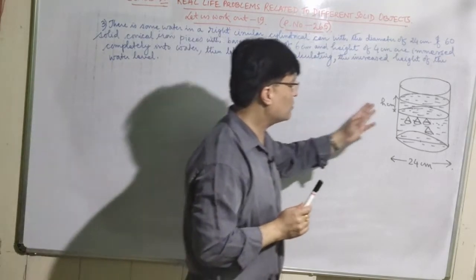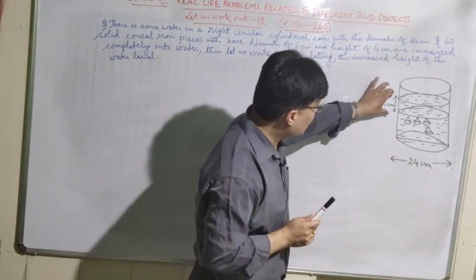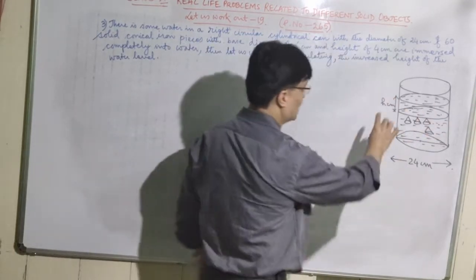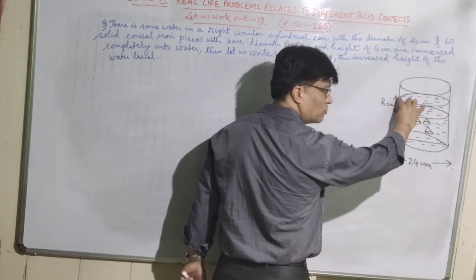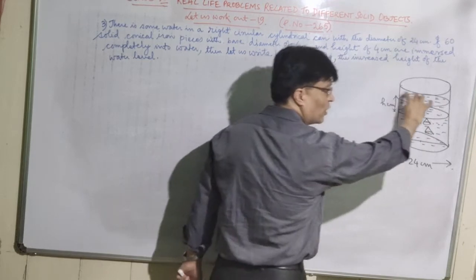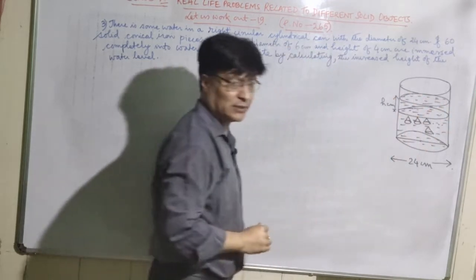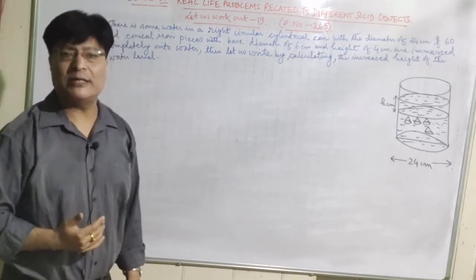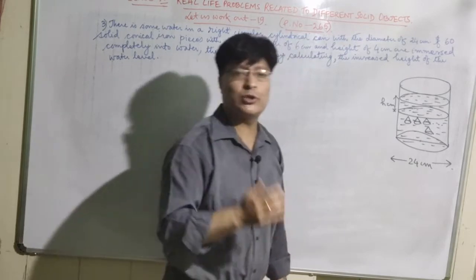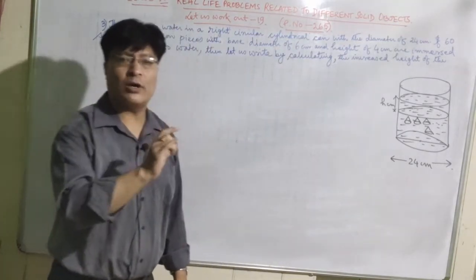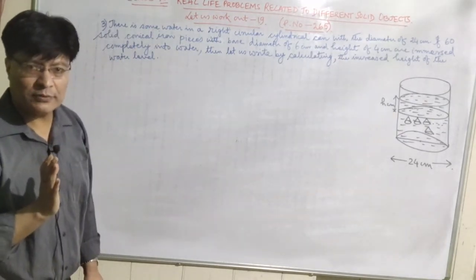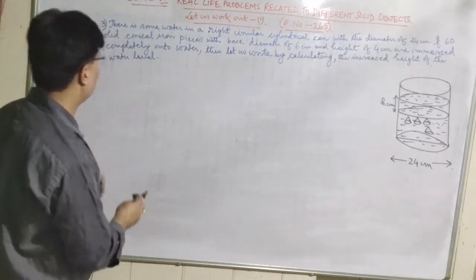That is, volume of the water level displaced. This h centimeter is the height of the water level raised, and up to this portion, that is h centimeter, you can get the volume of the water level displaced. You can find out the volume of the water level displaced, and that volume is equal to the total volume of all these conical shaped iron pieces. Is that clear to all of you? So now let's do this problem.